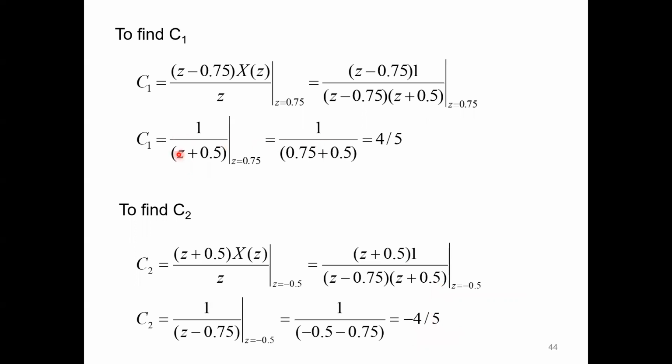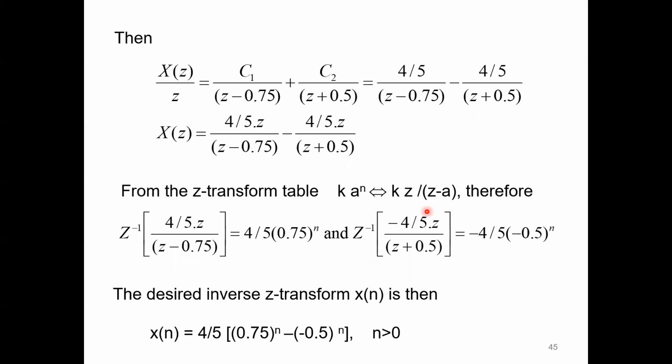So with C1 and C2, right, you can write down X(z) over z. Remember, we have taken one of these z's to the left-hand side, okay, to help us in the partial fractioning case. Because in the partial fractioning, it is better to have your numerator as a constant.